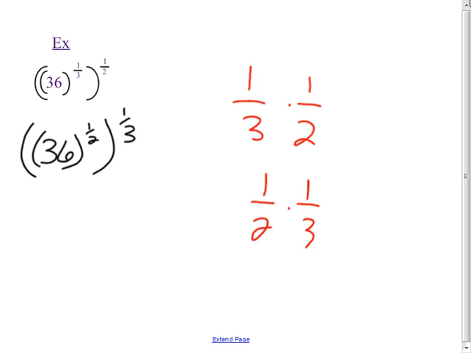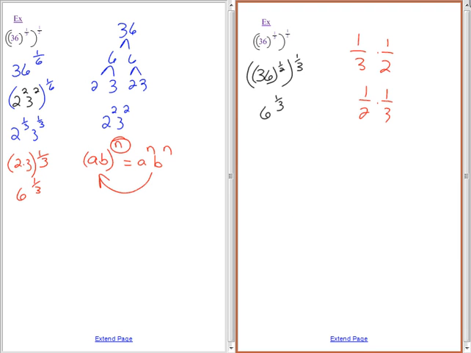What's 36 to the 1/2? Remember, the bottom one is your root. It's the square root. What's the square root of 36? 6 to the 1/3. And that's the same answer that we got before. Less work, but you had to see it first. So it depends on what you see as to the process you go through when you're trying to simplify these. Just because I do it one way is not the only way to go through them.